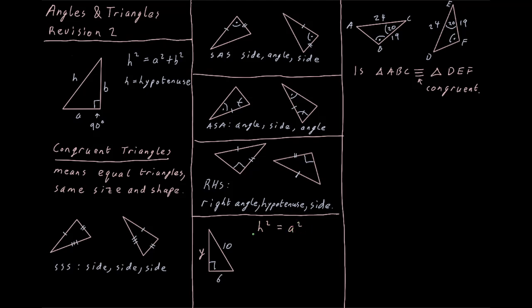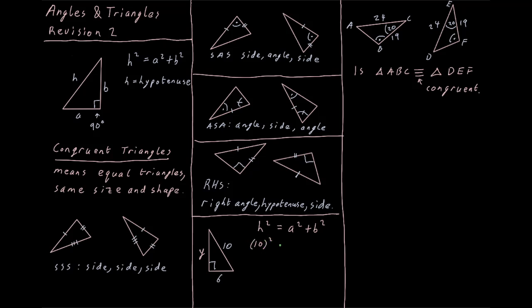So h squared, the hypotenuse squared, is equal to the sum of the squares on the other two sides, a squared and b squared. Now a and b are interchangeable. It doesn't matter which one of the other sides we pick as a and b, but h matters a lot. It has to be the side across from the right angle. So now we have our formula written down. h is 10. That's the hypotenuse across from the right angle. So I'm going to say that h is 10.